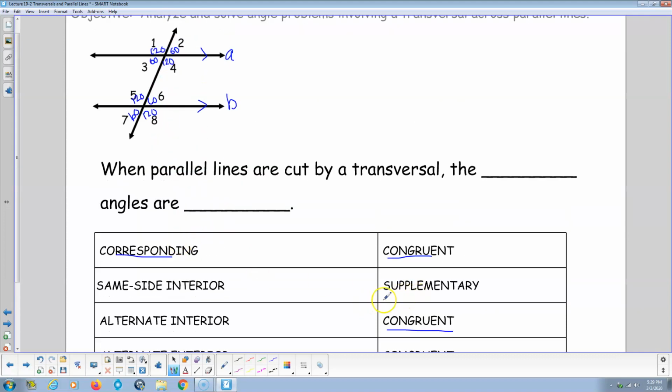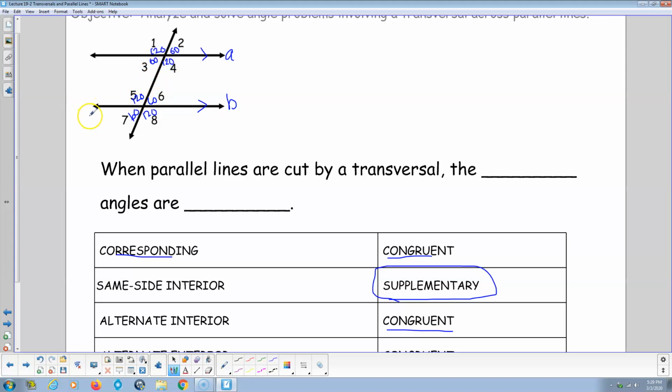Now, the only ones that are supplementary are the same side or consecutive interior angles. So notice 6 and 4, they are supplementary. 60 and 120, they make 180. 3 and 5, 60 and 120, they make 180.